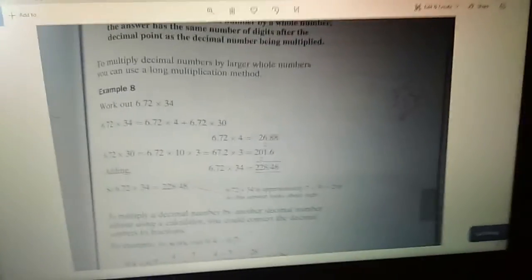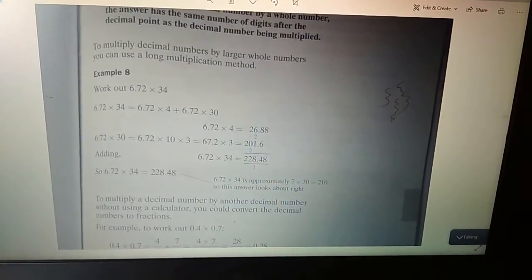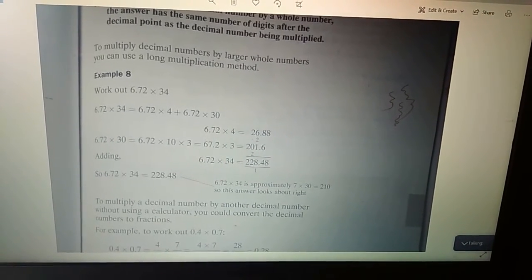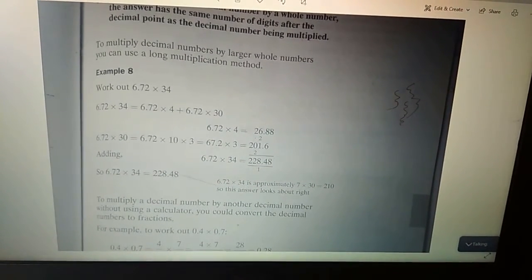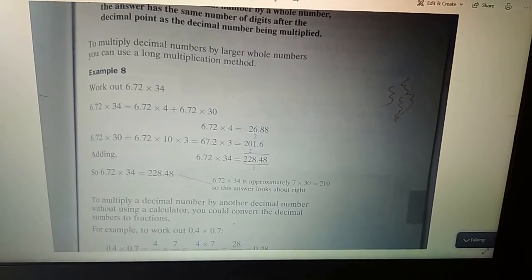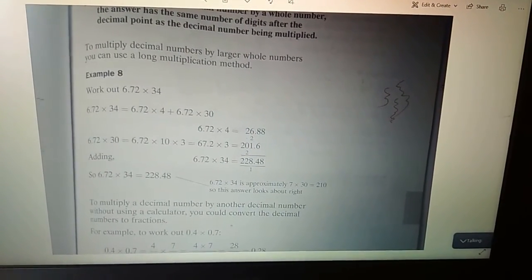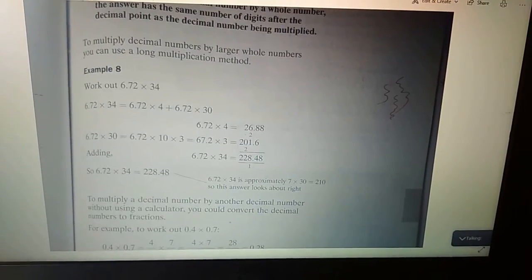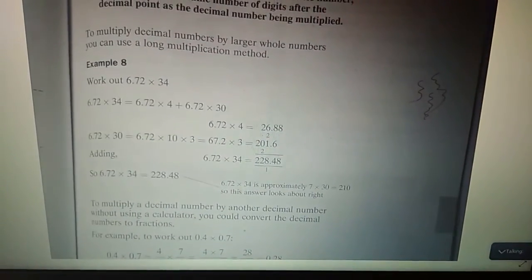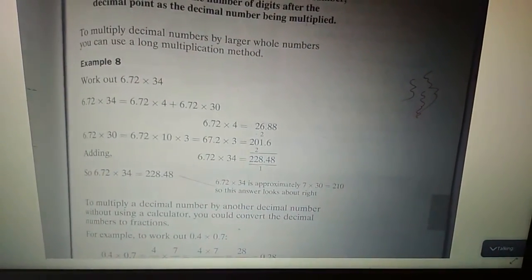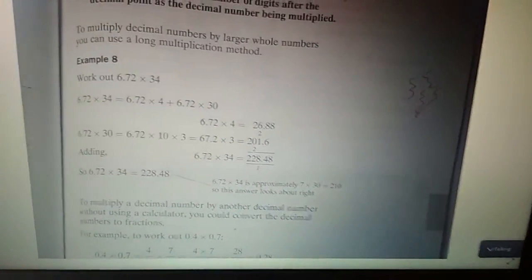Okay, so now we have to add all of them together. From the first calculation, we got 26.88, and from the second calculation, we got 201.6. Now we have to add them. By adding them, we will get 228.48, which is the multiplication result of 6.72 multiplied by 34.